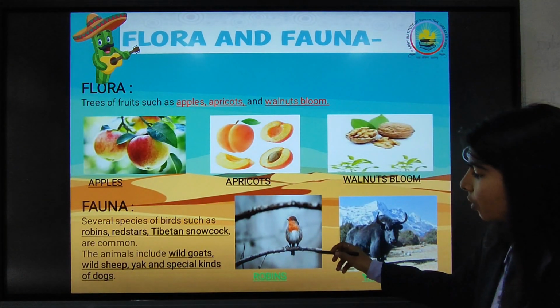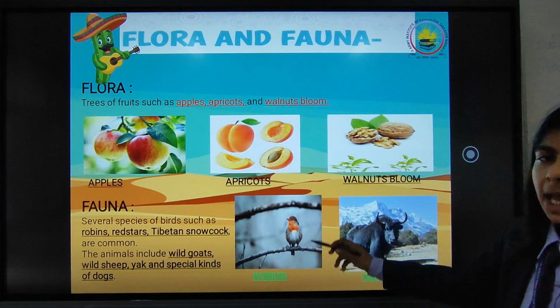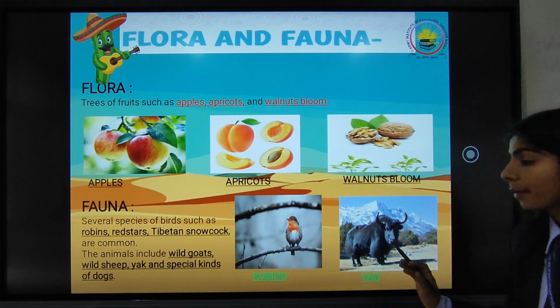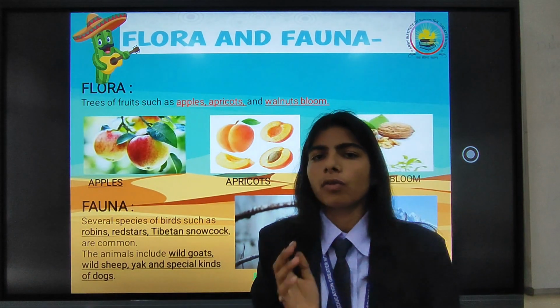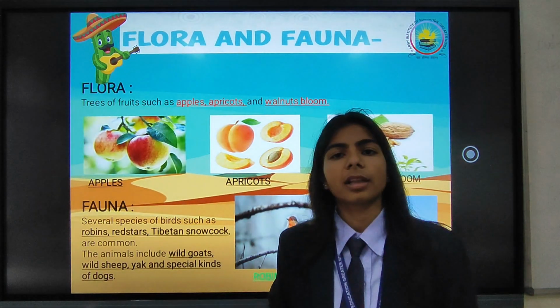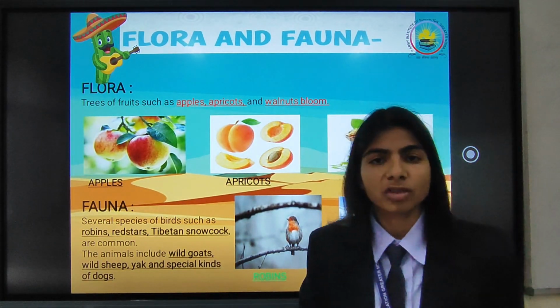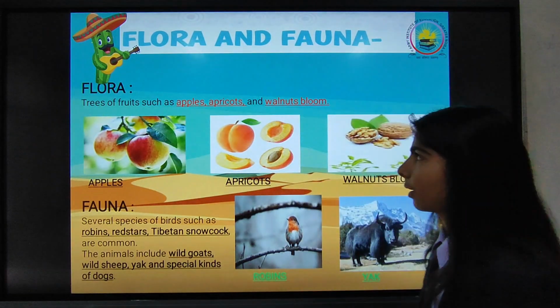Here are some pictures. This is the picture of a robin, a bird found in Ladakh, and this is the picture of a yak. So what about others? This is our homework, to identify pictures of the other birds and animals that are found in Ladakh.